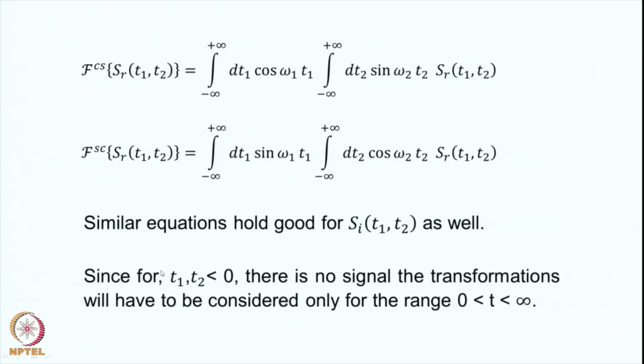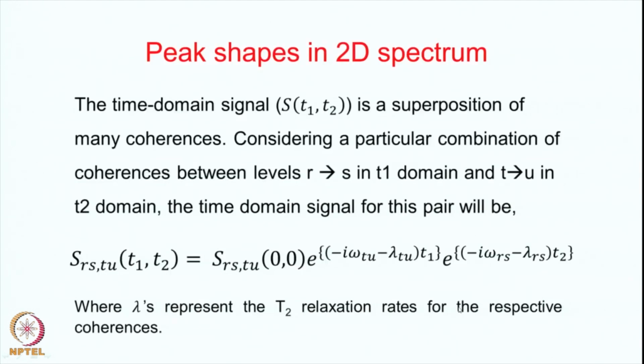Now the FIDs, of course the transformations actually go from minus infinity to infinity, but for time less than 0 there is no signal, therefore these FIDs will have 0 signal. For t1, t2 less than 0 there is no signal. The transformations will have to be considered only for the range 0 less than t less than infinity. So that is so much the formalism for the Fourier transformation, those are the definitions.